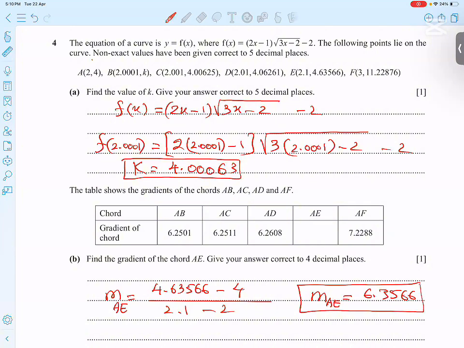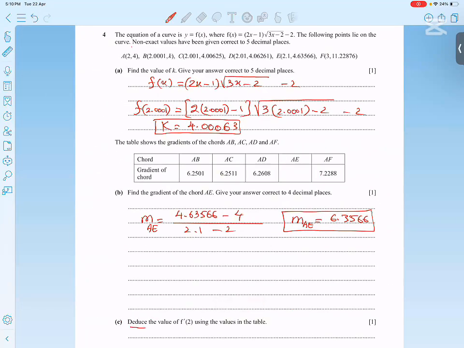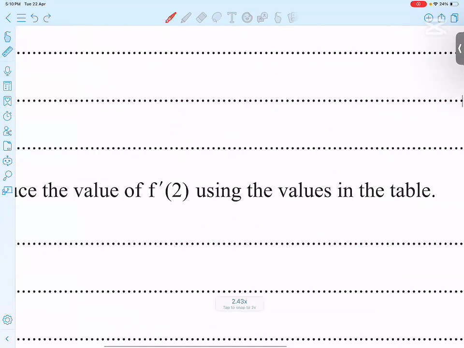So let's talk about the next part. What he's talking about is deduce. Deduce means we can extract, sometimes the word hence is used, or sometimes deduce. Deduce means when you extract some result from this table. And why did he put f dash here? f dash stands for the gradient. In short, he's asking what is the gradient at x equal to 2.